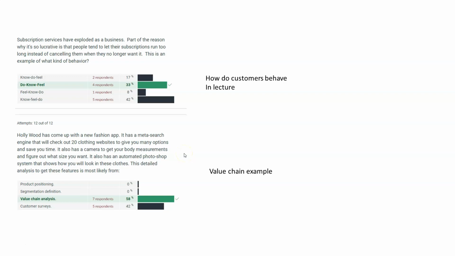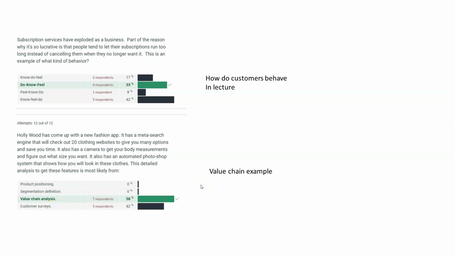When you think about walking through the steps of fashion, the first is, what are my options? So now you've got all these websites combined into one. How does it look on me? And can I actually see myself, like in the mirror? And so what it does is it walks through it. Because there are multiple steps here, and they're all in sequence, that's why it's value chain analysis and not customer surveys.